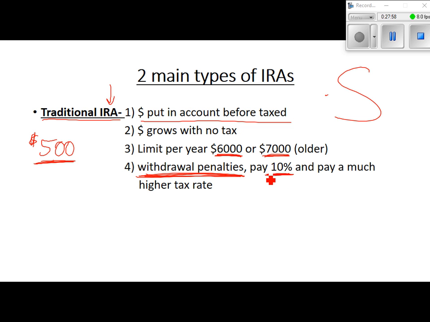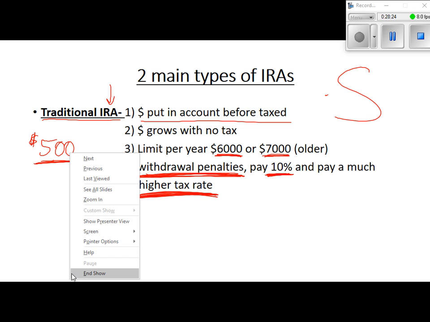So if we wanted to draw out $5,000, we had to pay $500, and we had to pay a very high tax rate on it. So you've got to be careful if you're putting money in an IRA. Early withdrawal, you just can't draw out the money early because you're going to lose a bunch of money.